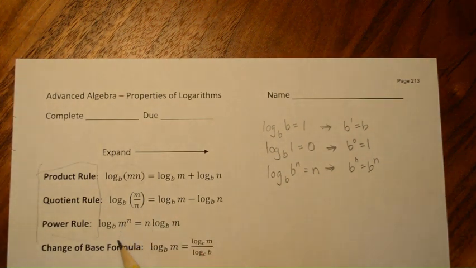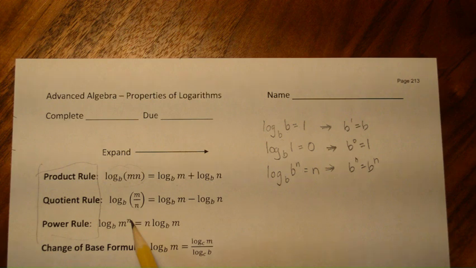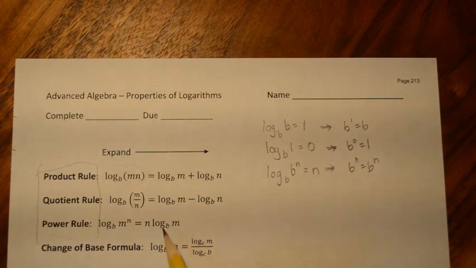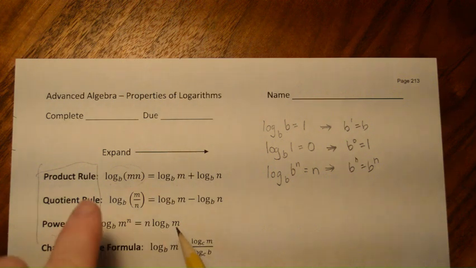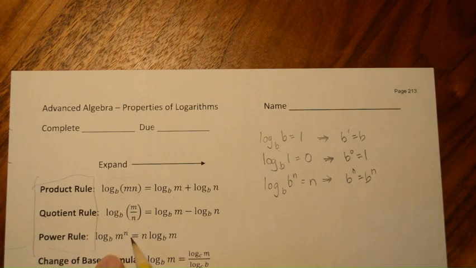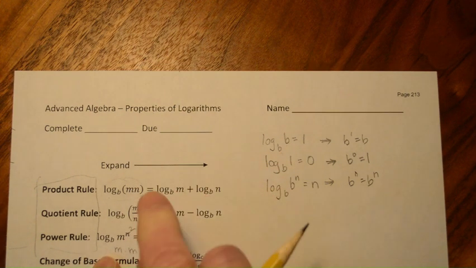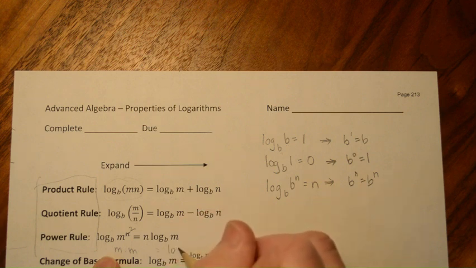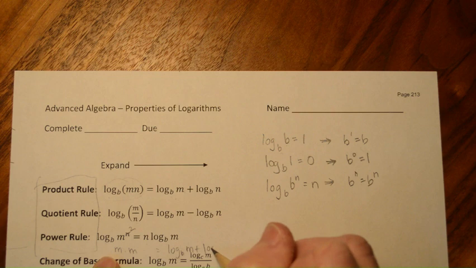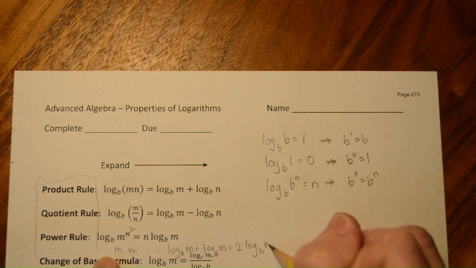And then the third rule is that log base b of m to the n, so if I have a power right here, hence the power rule, is the same as n times log base b of m. This third rule is essentially just a variation of the product rule, because if this had been squared, this would be m times m, and then I would use the product rule, which would tell me that this was log base b of m plus log base b of m, which would just turn into 2 log base b of m.